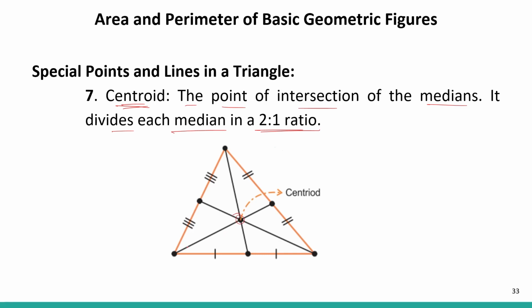What is a median? It is the line joining a vertex with the midpoint of the opposite side. If we draw three medians, they will intersect at a point, and that point is called the centroid. In what ratio does it divide them? It divides them in a 2:1 ratio. Two parts lie on the vertex side, that is this side, and one part on the other. This will be the two part, this will be the one part, and cumulatively there will be three parts.